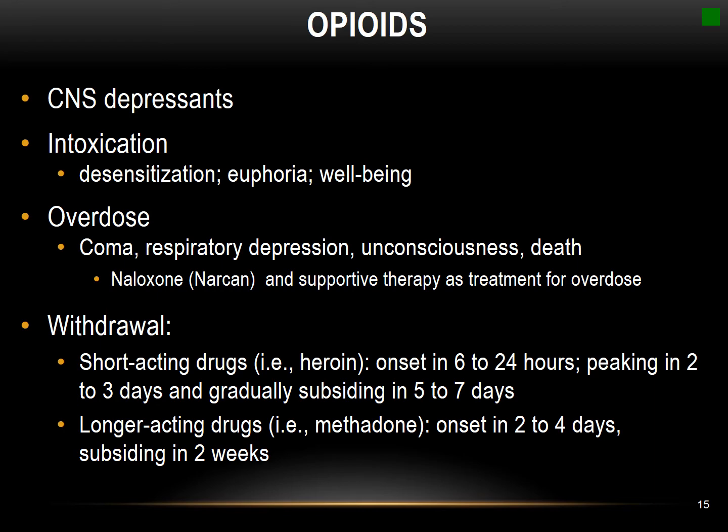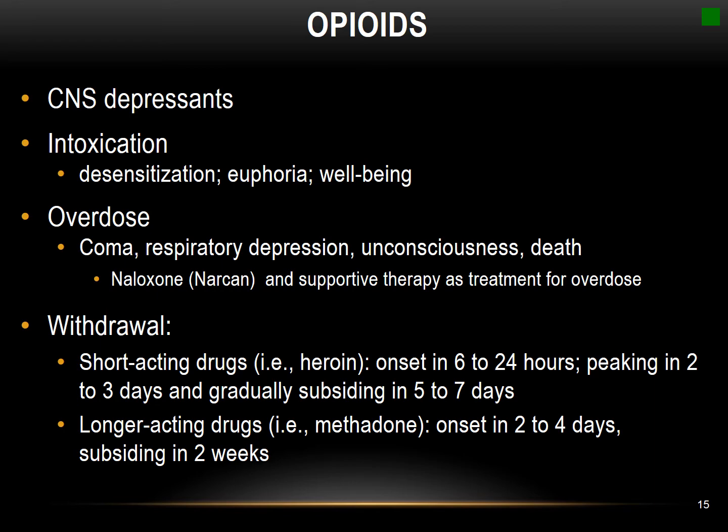So for intoxication, users feel apathy, lethargy, impaired judgment. You'll see constricted pupils, slurred speech, impaired attention span and memory loss. Overdose can result in respiratory depression and death. Narcan and supportive therapy like IV fluids, oxygen, positioning to prevent aspiration, removal of stimuli, things along those lines are used if people are overdosed.